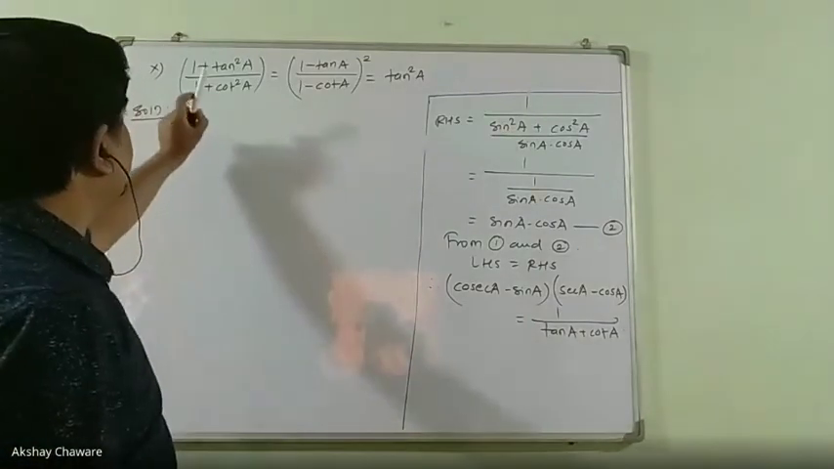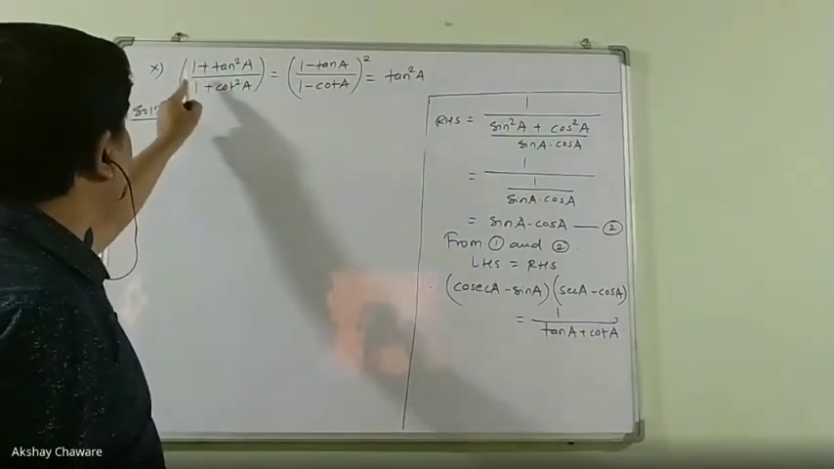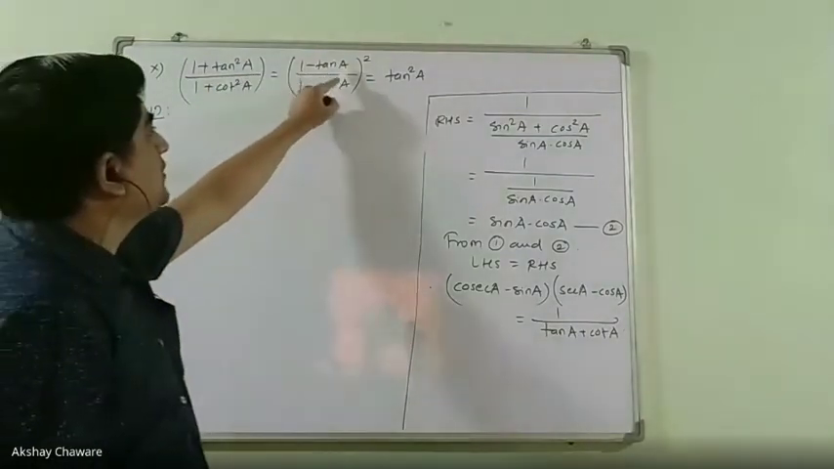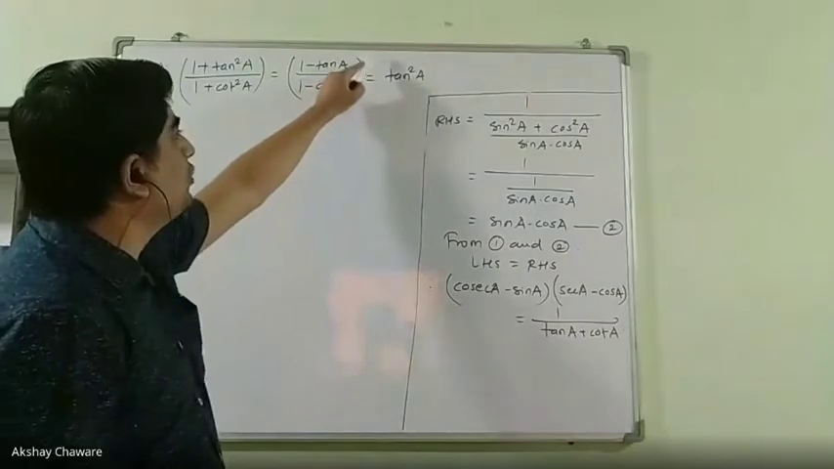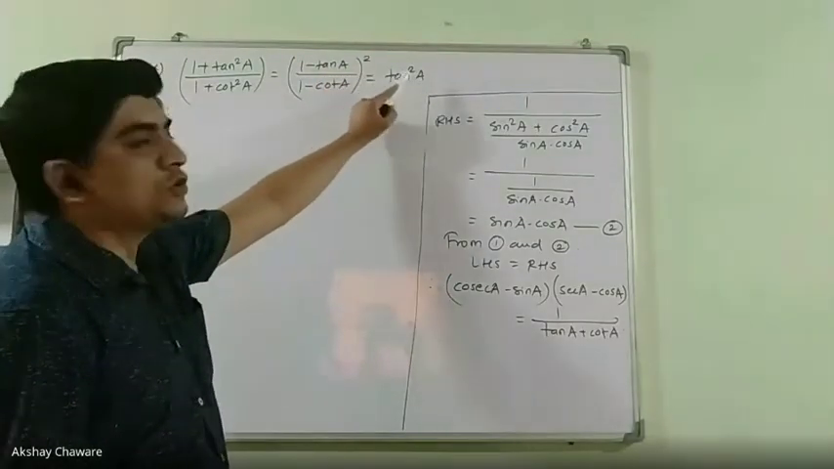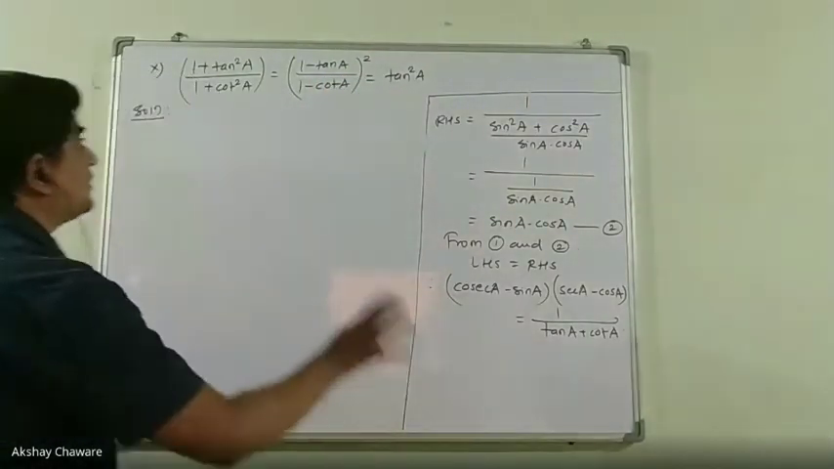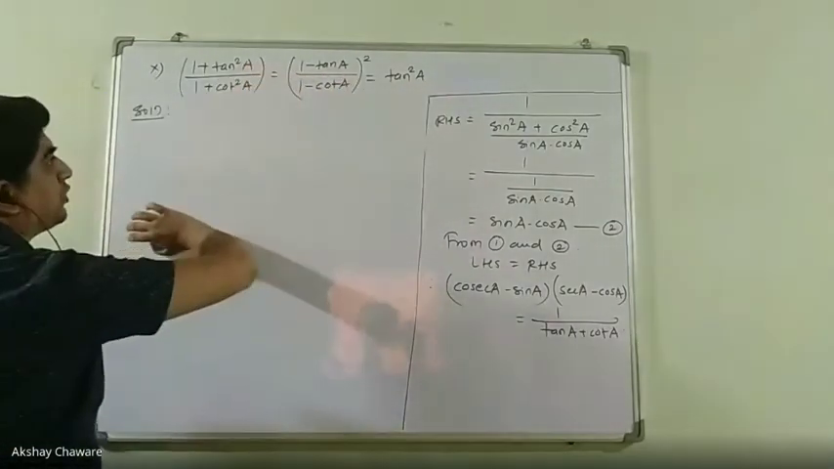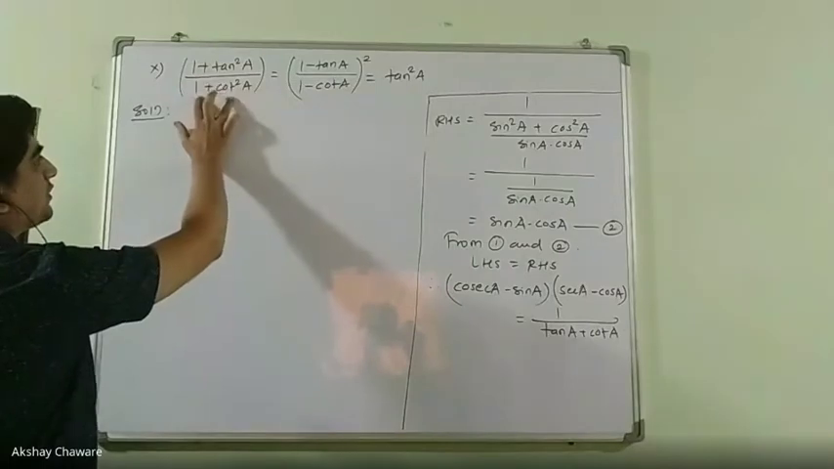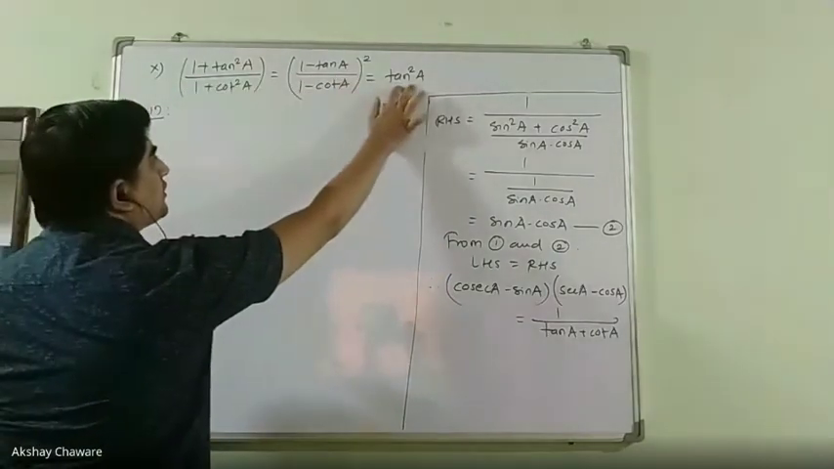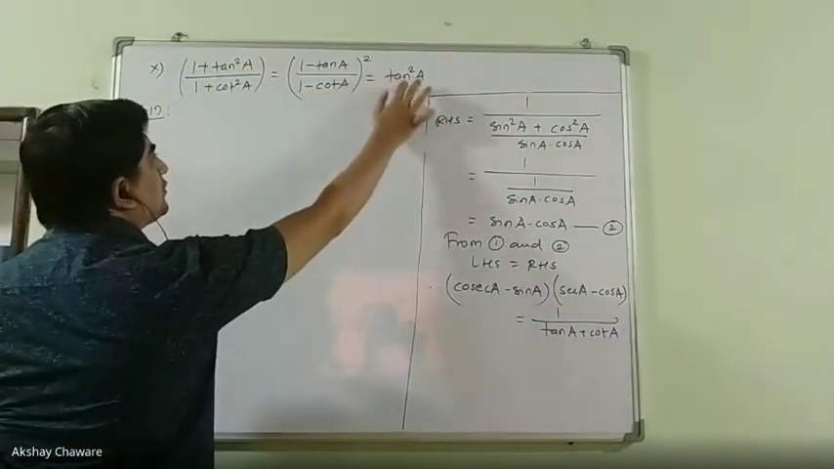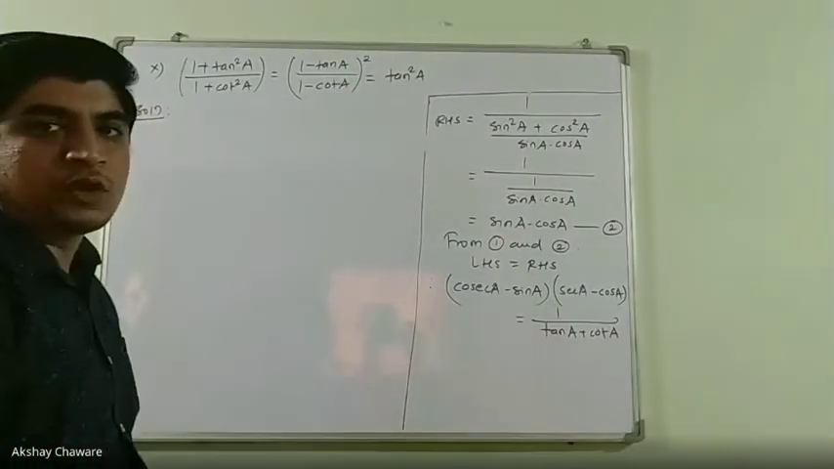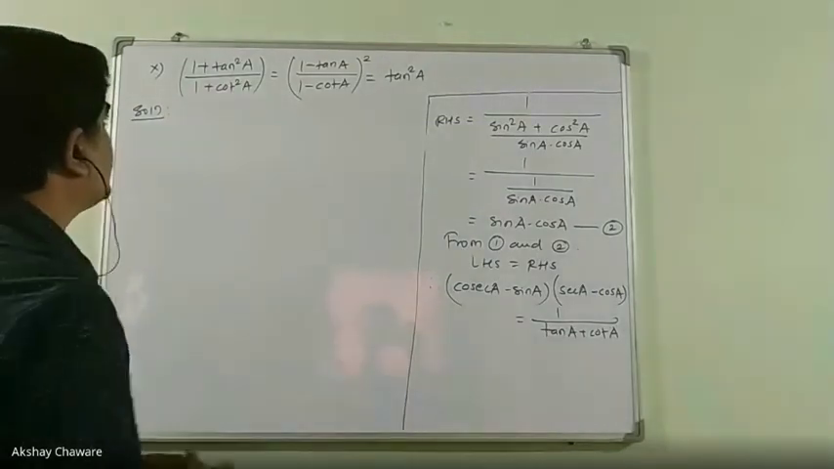Question number 10. There are three statements given. One is 1 plus tan square A upon 1 plus cot square A. Then (1 minus tan A upon 1 minus cot A) whole square, and that is equal to tan square A. Means we have to prove these three statements are equal. The answer of the first expression is tan square A, and the answer of the second statement is also tan square A. So we can say that all three are equal to one another.